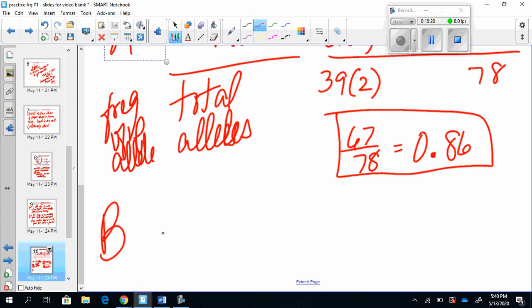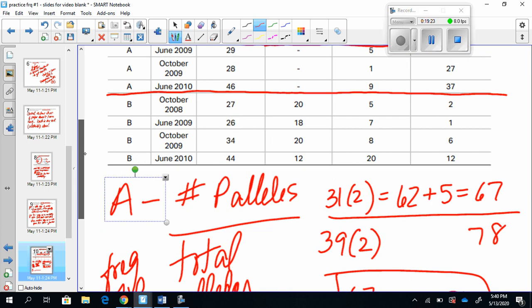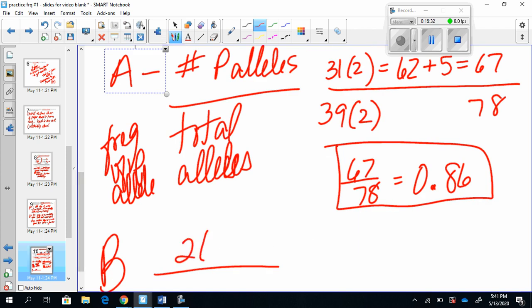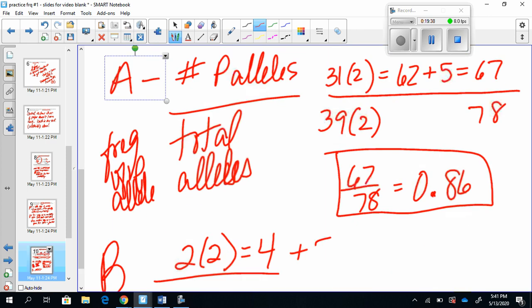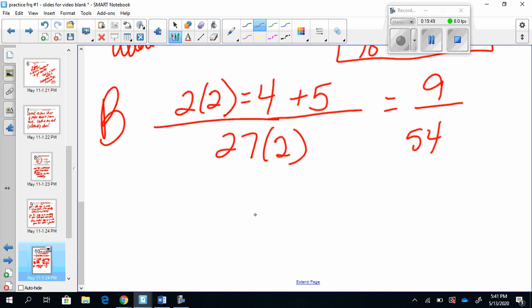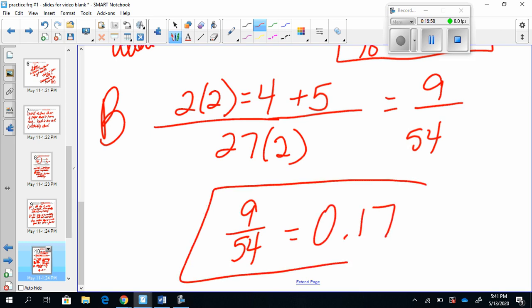And then for region B, I need to do the same thing. Region B is right here. So 2 times 2 plus 5 of them. So that's 9 over, how many total are in this population? 27. 27 times 2 is 54. So 9 divided by 54, much lower frequency of this allele because they haven't been exposed to the insecticide. So 0.17 is the frequency of the P allele in region B.